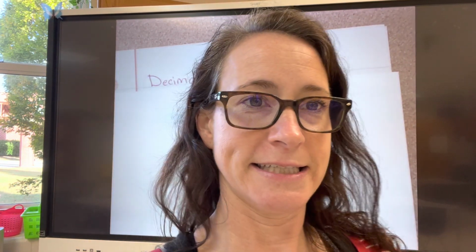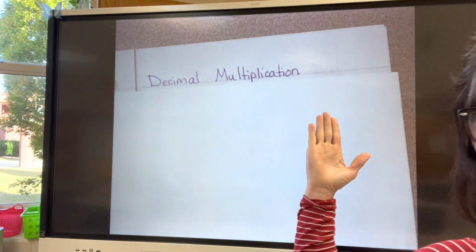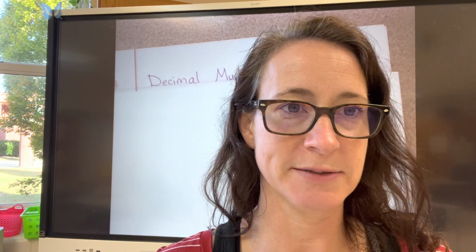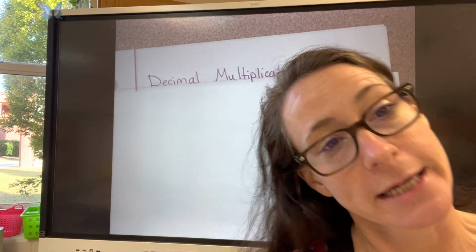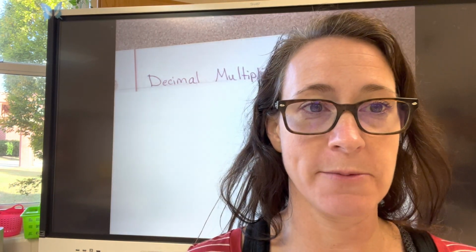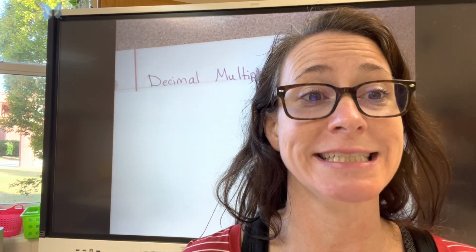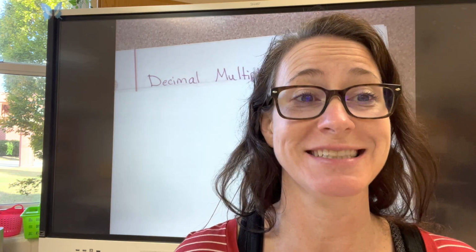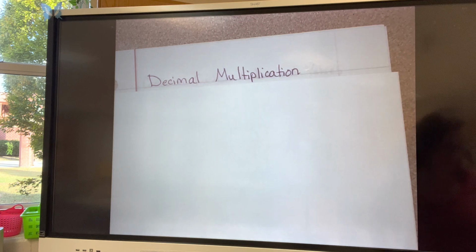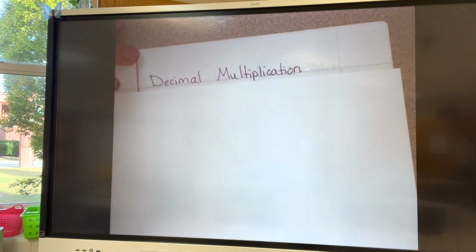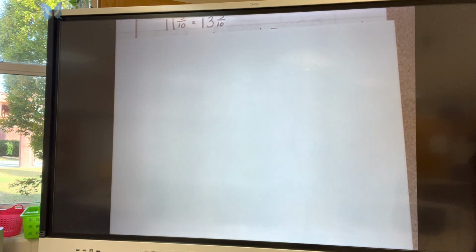All right, so here we have decimal multiplication. This part of the module is working with those decimals, doing all the operations. Again, you're going to see a multiplication problem, and it's not going to be written in decimal form. It's going to be written as a mixed number. So you're going to take the fraction part of the number and convert it to a decimal value, which we worked with adding and subtracting.